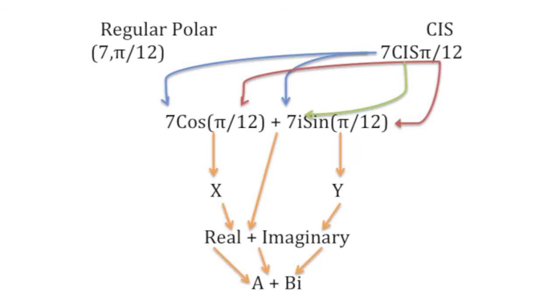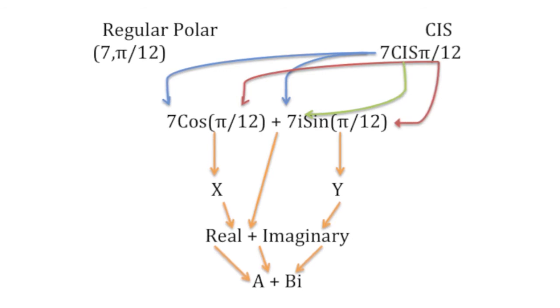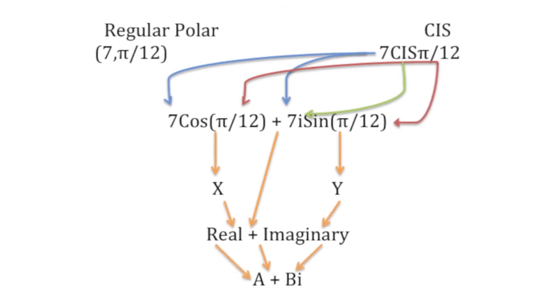And if you want to convert from cis back to a plus bi form, you simply take the cosine of whatever angle, multiply it by the radius for the real part, and the sine of whatever angle, multiply it by the radius, multiply it by i, for the imaginary part, and that's it.